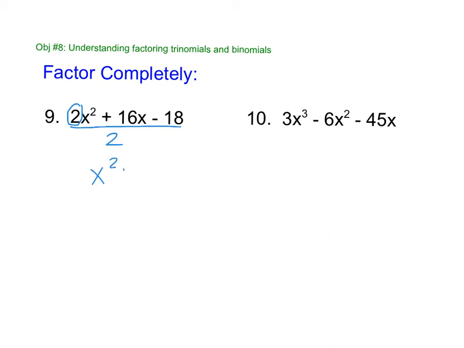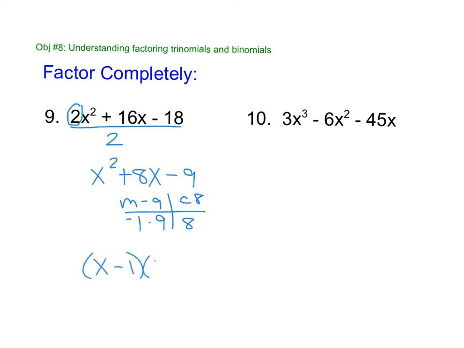So x squared plus 8x minus 9. Now we have an MC chart. We multiply to -9 and combine to +8. 1 times 9, we make our 1 negative. So we get x minus 1, x plus 9, but then there's one last step. Remember the GCF, we divided by the 2, so we're going to put the 2 back in front. All right, pause the video. See if you can do number 10 on your own.